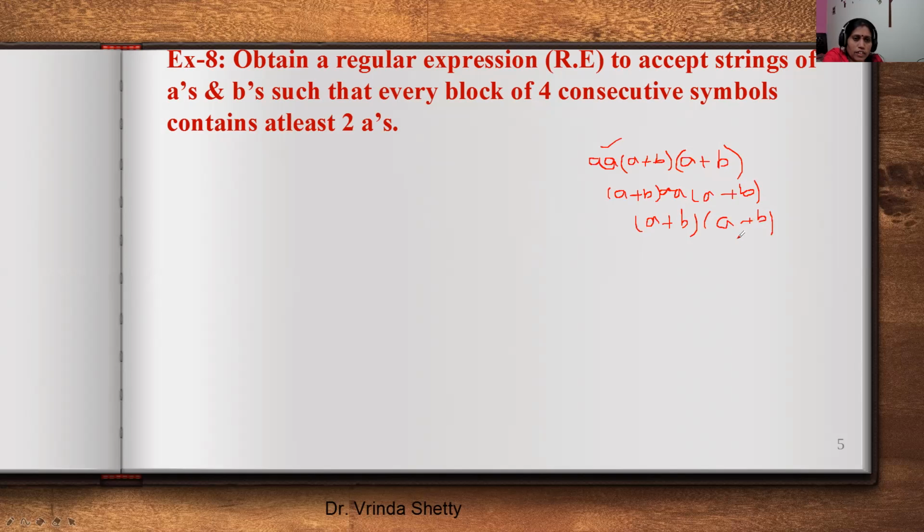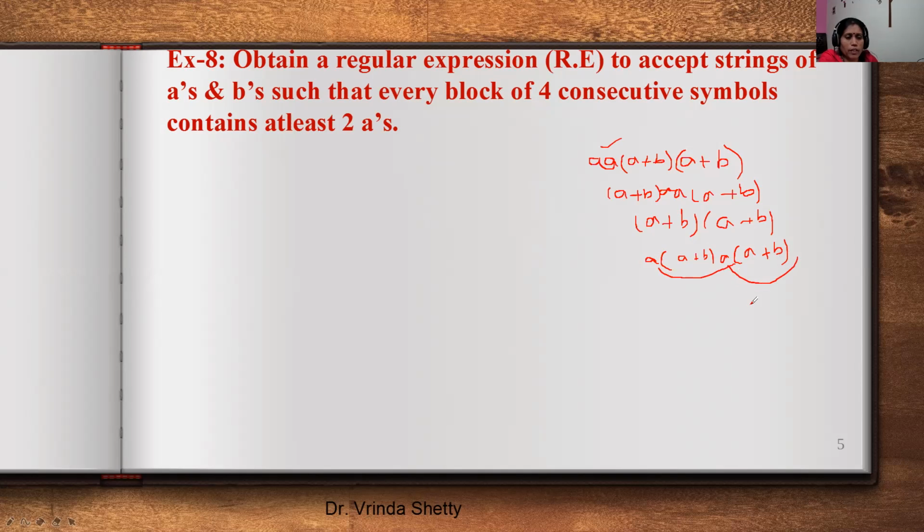Next, instead of this, a string initially with 1 A. He has not told that in 4 consecutive symbols he has asked for 2 A's, but it can have 1 A in the beginning, 1 A at the end, or 1 A in between. So we can write like this also: A or B, A or B. Similarly, we'll write 1 A at the end. Okay, 1 A here, 1 A at the end.